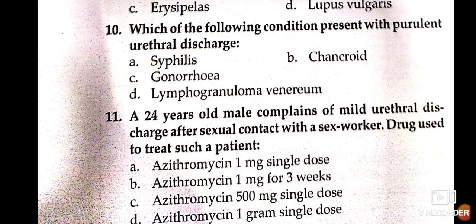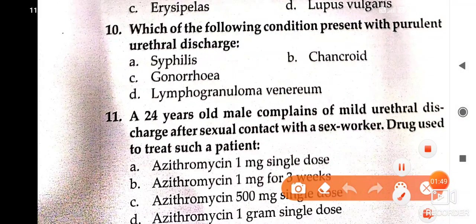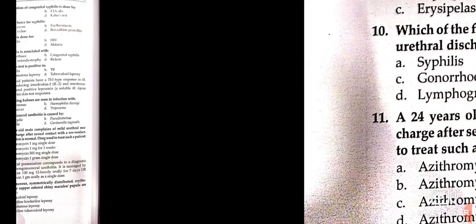Which of the following conditions presents with purulent urethral discharge? Gonorrhea. A 24-year-old man complains of mild urethral discharge after sexual contact with a sex worker. Drug used to treat such a patient is azithromycin 1 gram single dose. Okay.